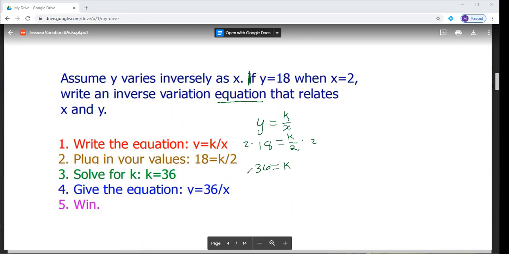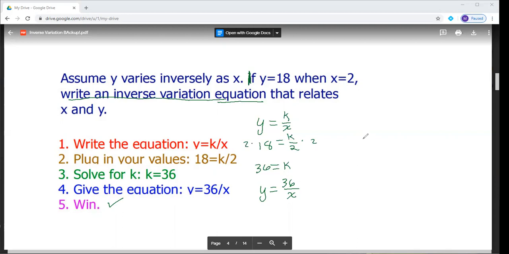We've not solved the equation here. We've solved for k, but they're asking us to write an inverse variation equation. That means we actually have to give the equation, right? We have y equals k over x, our k is 36, so y equals 36 over x, and now you win. Right? Now, this is the very step-by-step option.